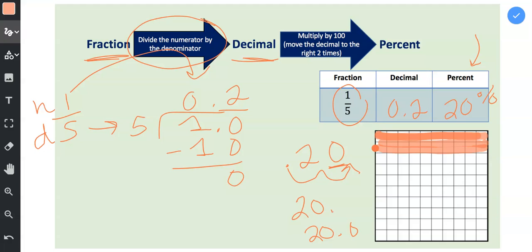And I forgot to mention that this is a terminating decimal because it ends.